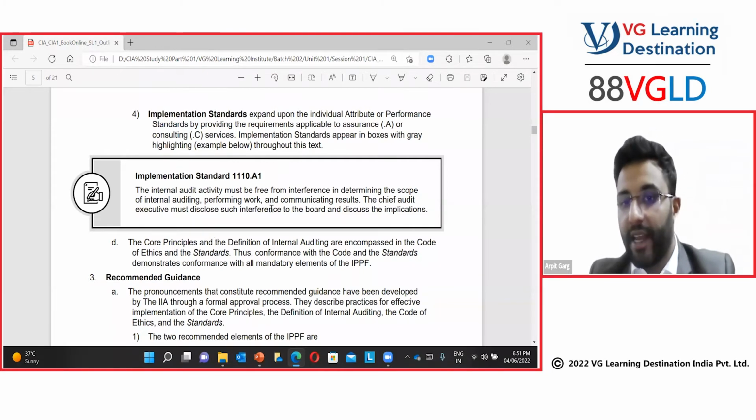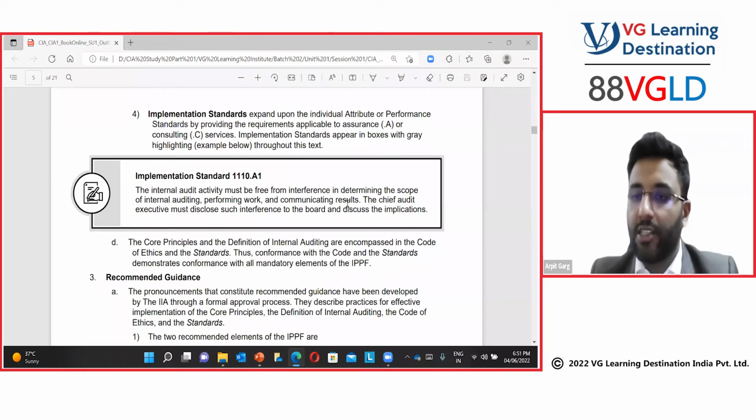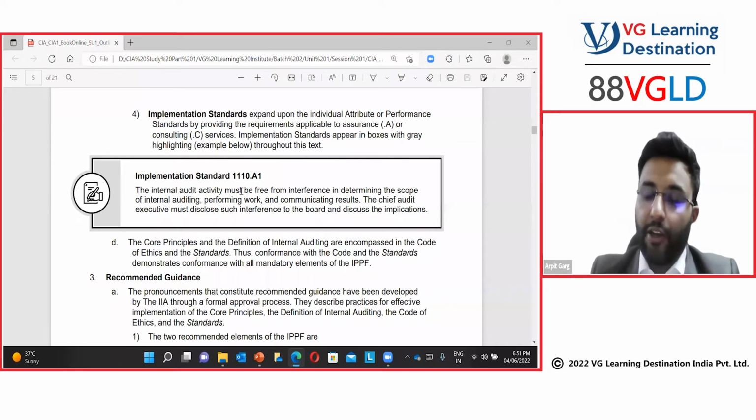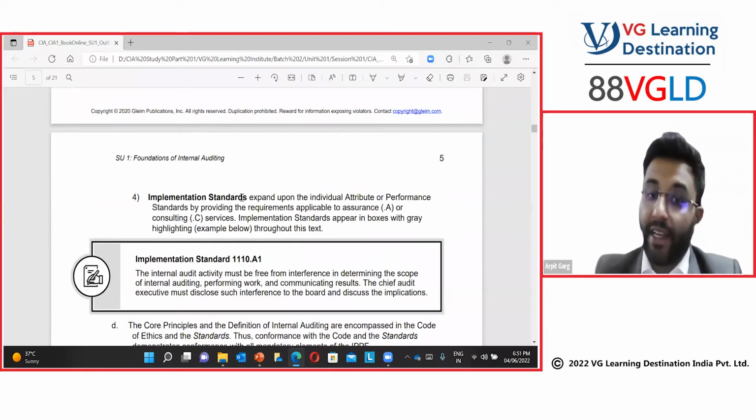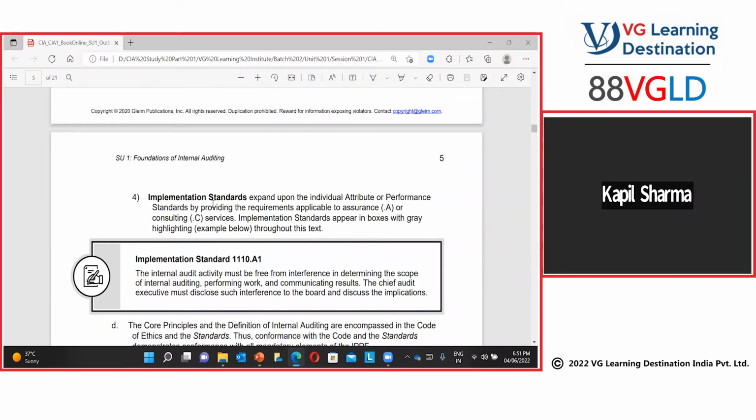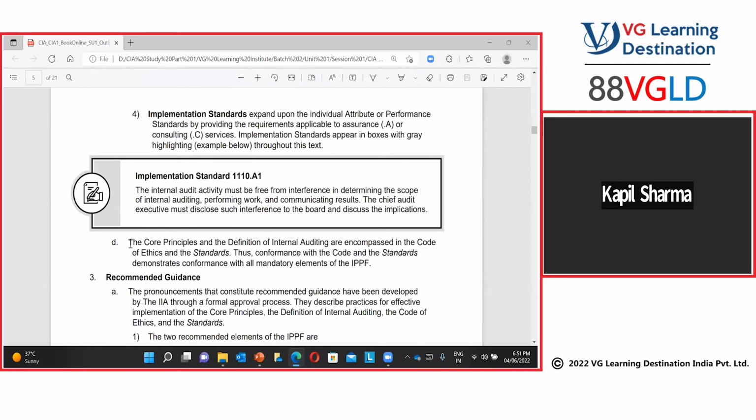So if there is any independence issue, what action needs to be taken is given by the implementation standard. Is that clear now? Does that make sense? The interpretation standard will clarify the terminology and the concepts mentioned. The implementation standard will tell what exactly needs to be done. Is that clear? Yes? All right.